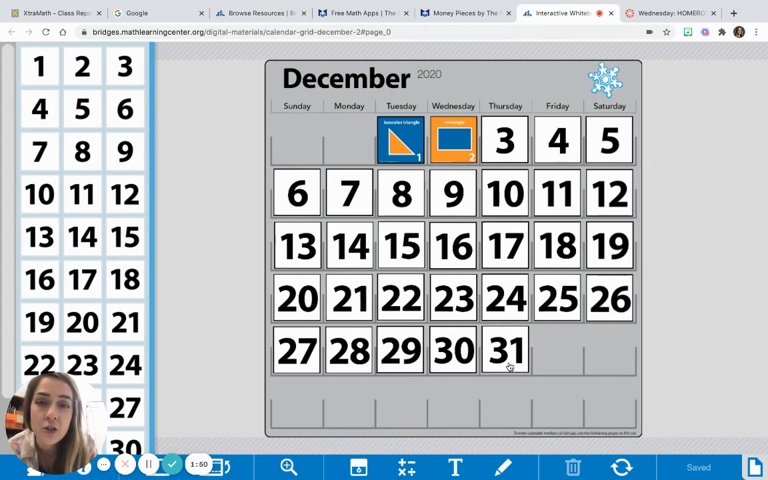The shape of yesterday's card was an isosceles triangle. An isosceles triangle has two sides that are the same length and one side that is longer. It also has a right angle, and a right angle is when two lines come together and they make an L. So if you look right here, these two lines come together, and right here is a right angle. This is also called a right triangle.